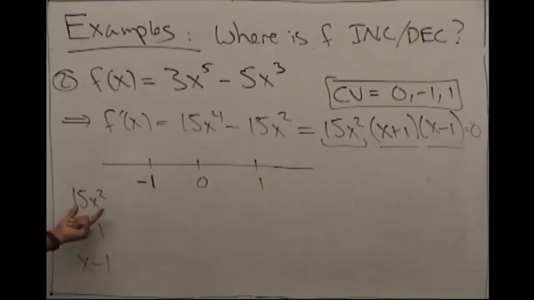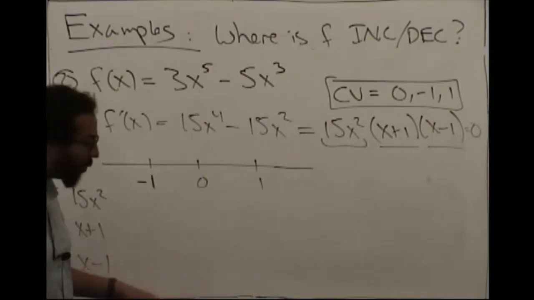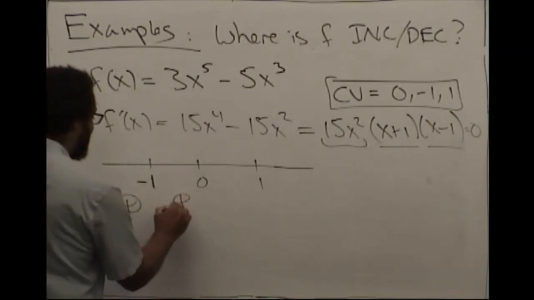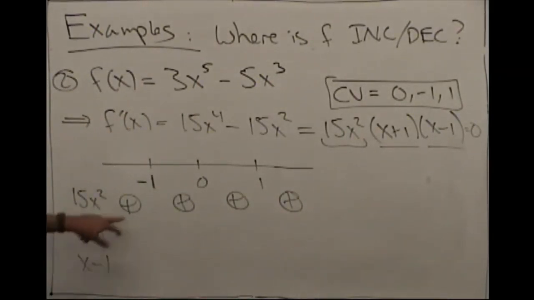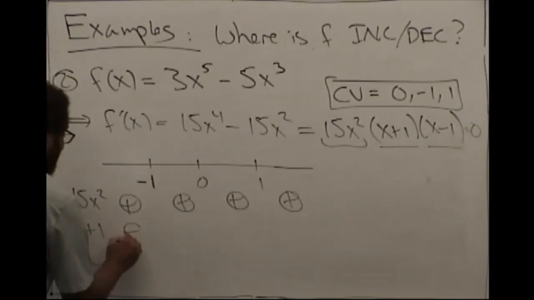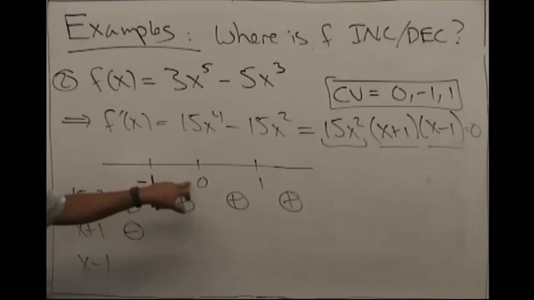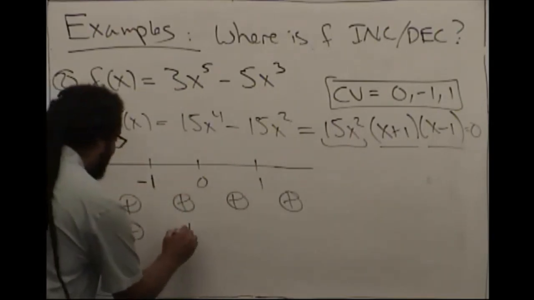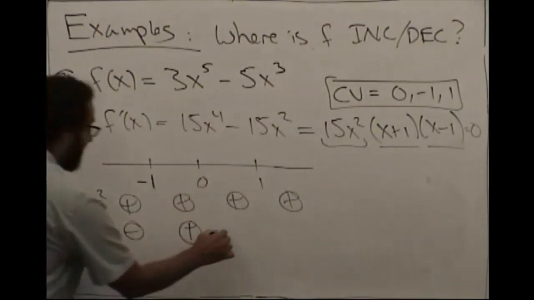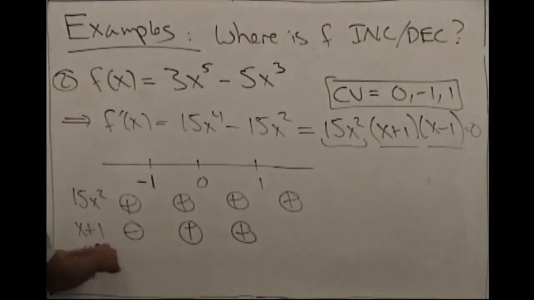Well, 15x squared is positive no matter what. So in any one of these intervals, I'm going to get a positive number. What about x plus 1? A convenient number to the left of negative 1 is negative 2. When I plug in negative 2 here, I'm going to get a negative. A convenient number between negative 1 and 0 would be negative 1/2. So here I'm going to get a positive. If I check positive 1/2, I get a positive. If I check positive 2, I'm going to get a positive. And so that takes care of that line.